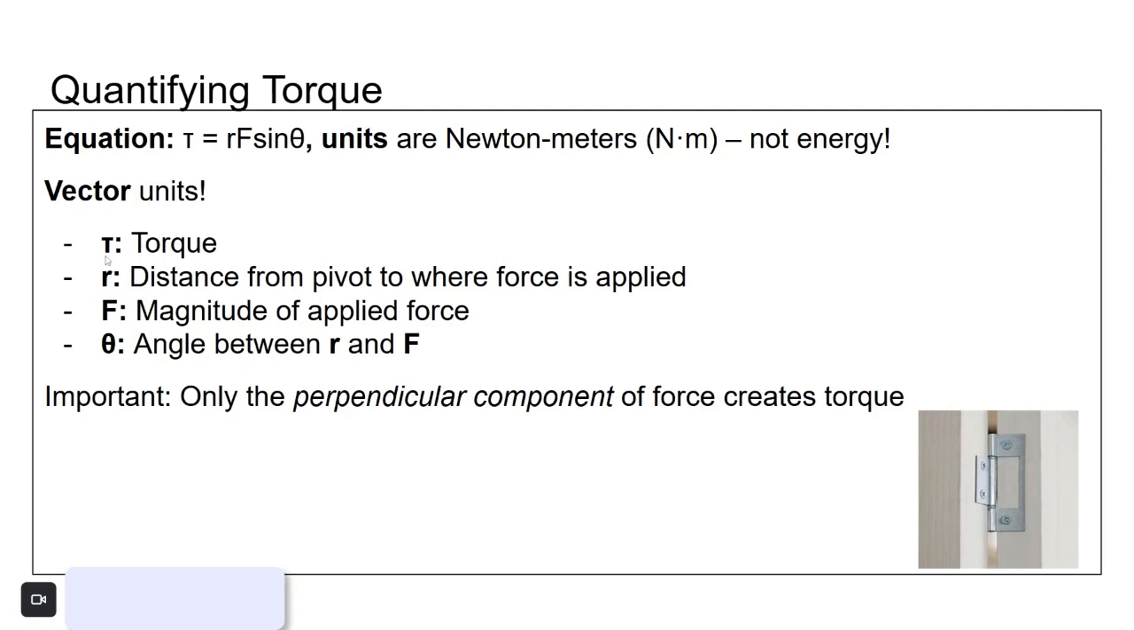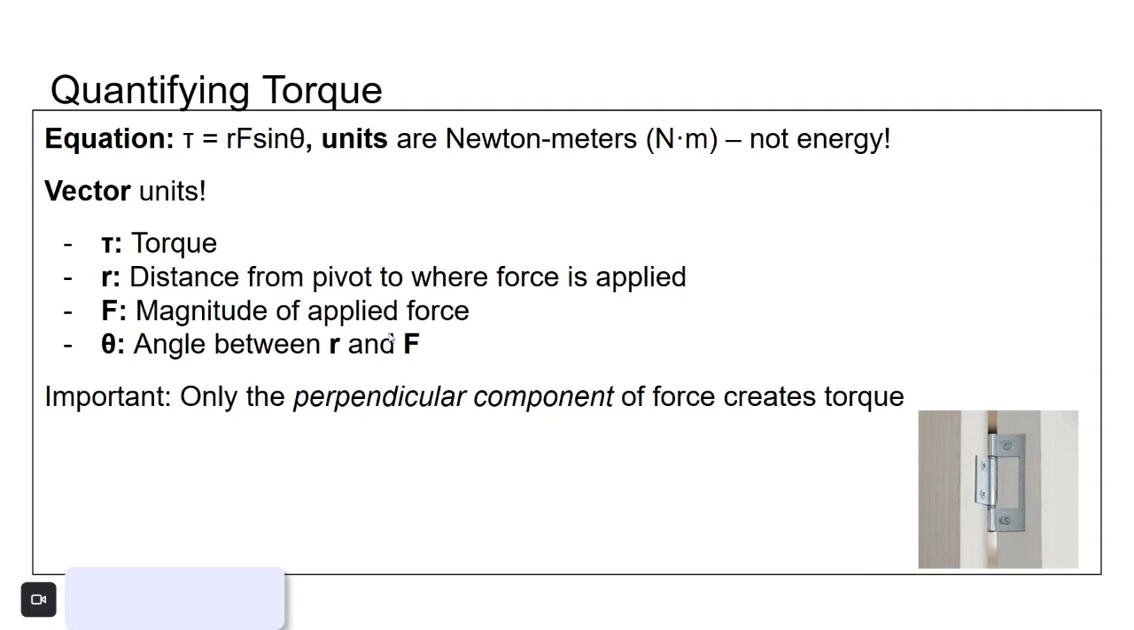So let's break down these variables. Tau is torque, r is the distance from the pivot to where the force is applied, F is the magnitude of the applied force, and theta is the angle between r and F. Again, theta is the angle between r and F when you place them tail to tail. But we should really be talking about sine theta. That's the really important part.